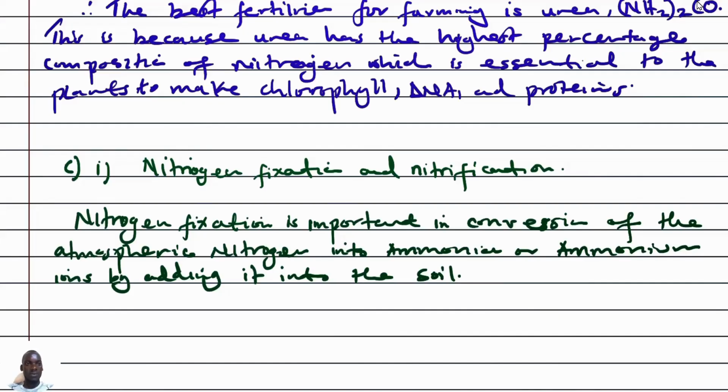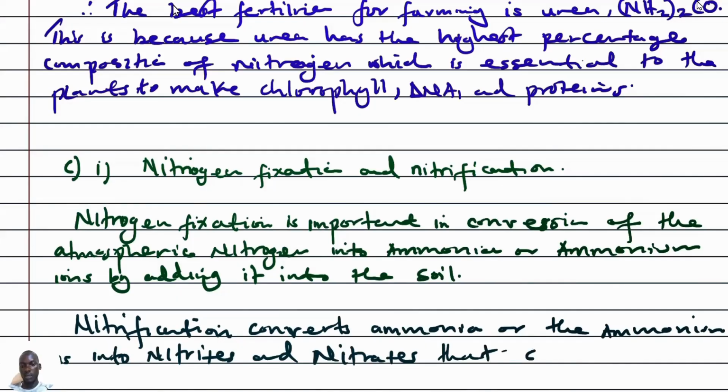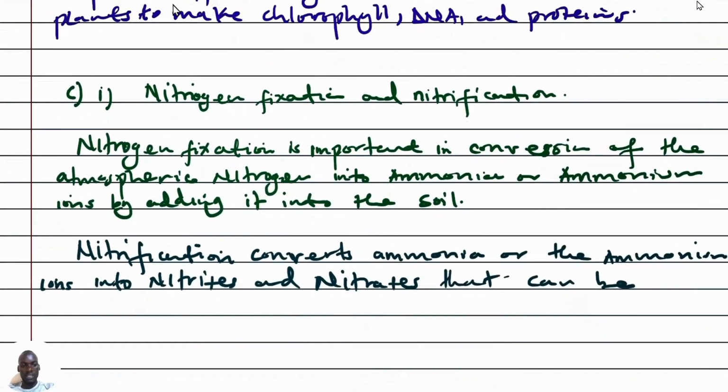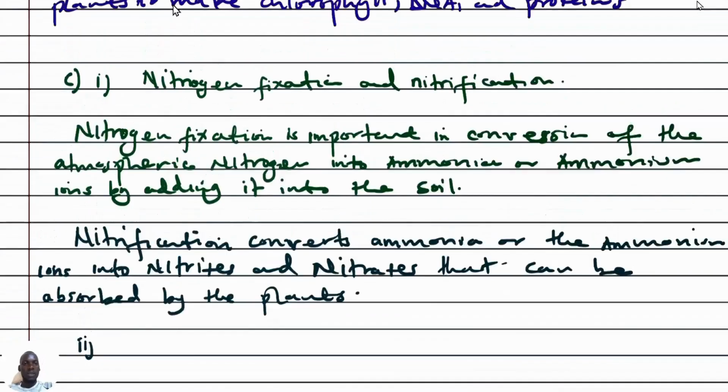Then for the case of nitrification, it converts ammonia or the ammonium ions into nitrites and nitrates that can be absorbed by the plants. And this nitrification process is facilitated by bacteria like Nitrosomonas and Nitrobacter. So the Nitrosomonas facilitates the conversion of ammonia or ammonium ions to nitrites, and then the Nitrobacter converts the nitrites to nitrates.